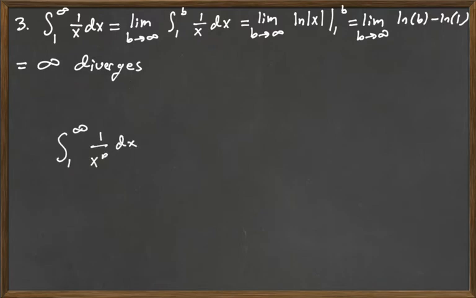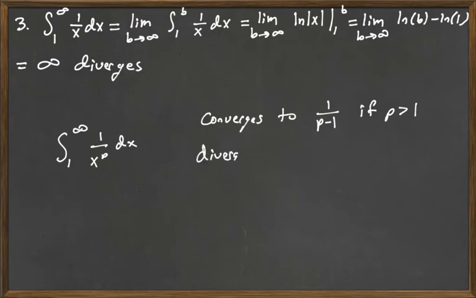So for our p integrals, what we have right now: the integral from 1 to infinity of 1 over x to the p dx is going to converge to 1 over p minus 1 if p is greater than 1, and it's going to diverge if p is equal to 1. And then we're going to look at the case where p is less than 1.